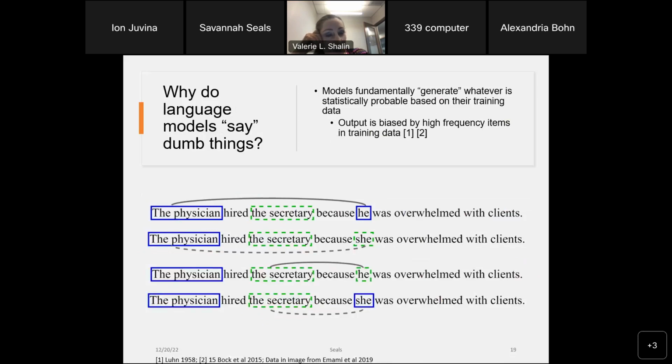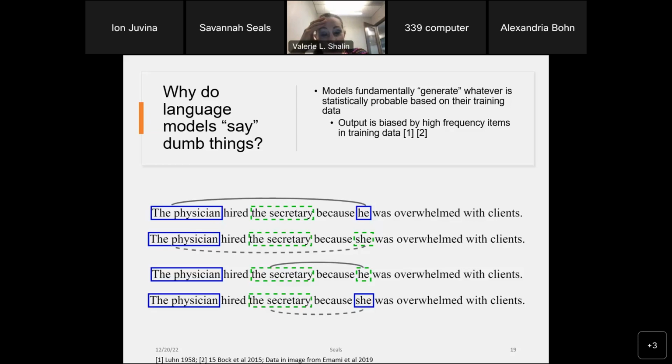So why do language models say dumb things? In general, models fundamentally produce a response that is statistically probable based on the training data, and the output is biased by high frequency items in training. The example of "York" being the 200th most frequent word because the corpus was primarily composed of the New York Times is an example of this. Your output results are biased by that.